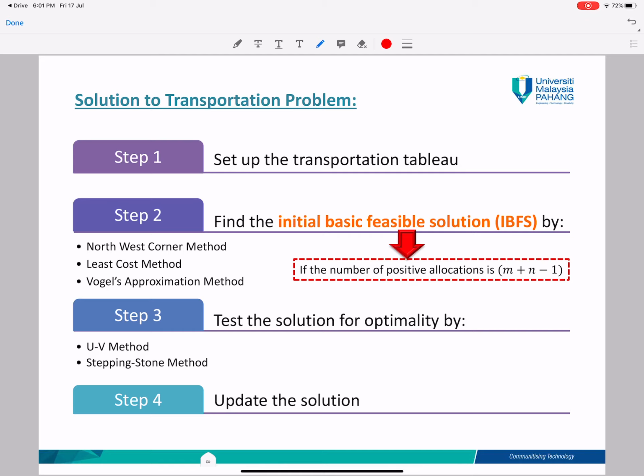And then step 3, you test the solution for optimality. You can either use the UV method or the stepping stone method, and then you will update the solution. Okay, finally, in step 4, you should be able to get the optimal solution.